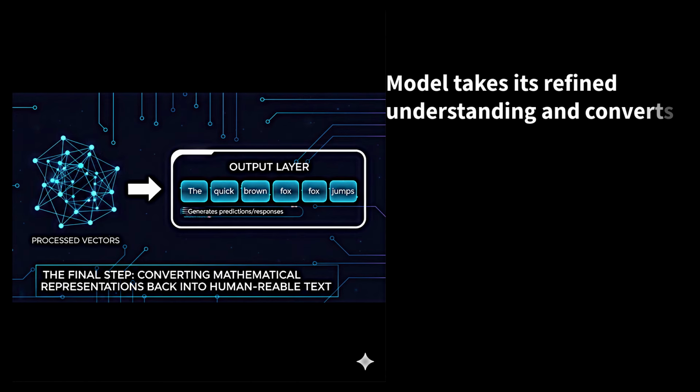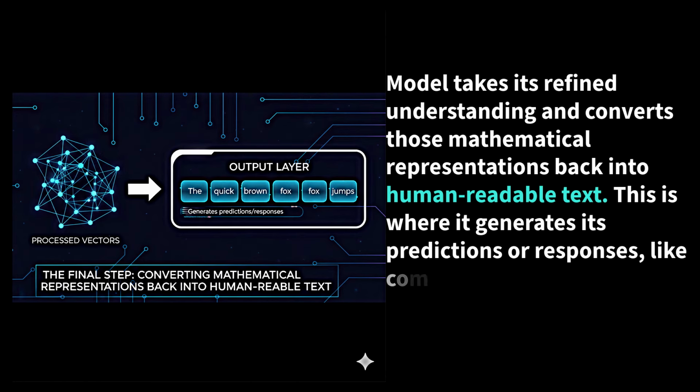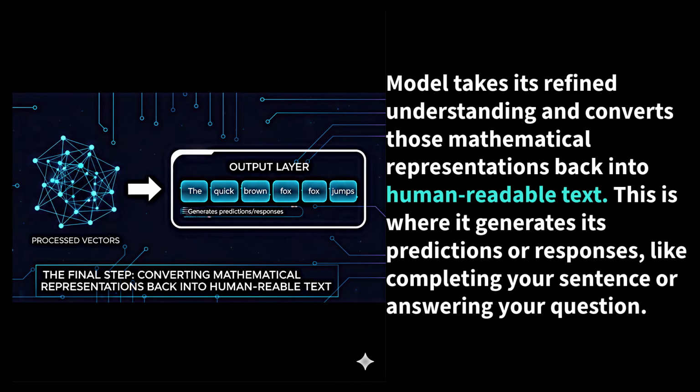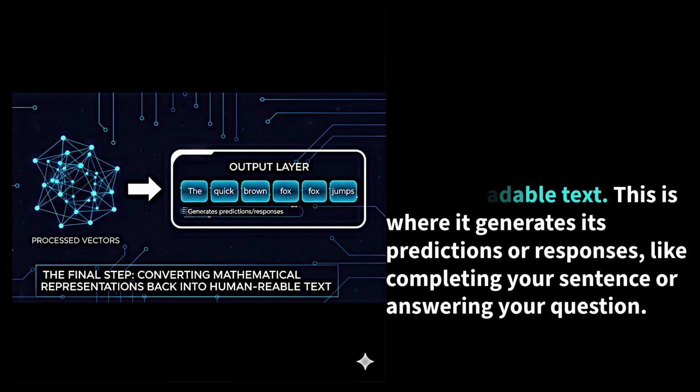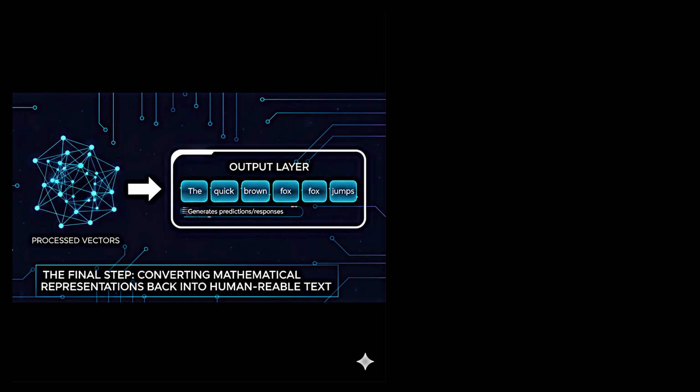Finally, we reach the output layer. After all that processing, the model takes its refined understanding and converts those mathematical representations back into human readable text. This is where it generates its predictions or responses, like completing your sentence or answering your question.